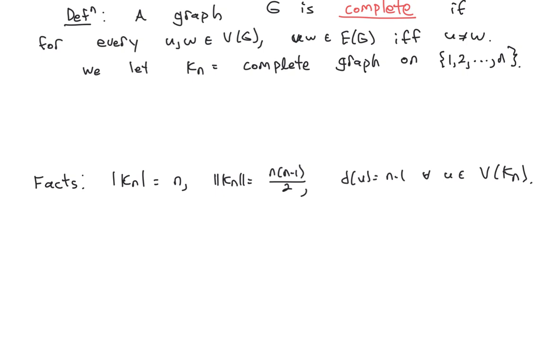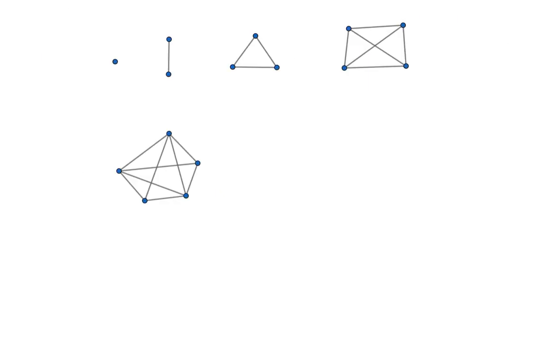As can already be seen, the number of vertices in the complete graph on n vertices is n, but the number of edges turns out to be n times (n minus 1) over 2. And that is because n times (n minus 1) is the number of distinct ordered pairs where both coordinates are different, and we divide by 2 because our edges are unordered pairs. So for example, here's the complete graph on 1 vertex, 2 vertices, 3 vertices, 4 vertices, and 5 vertices.